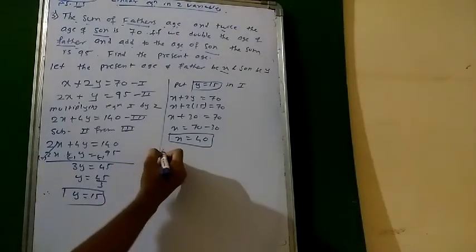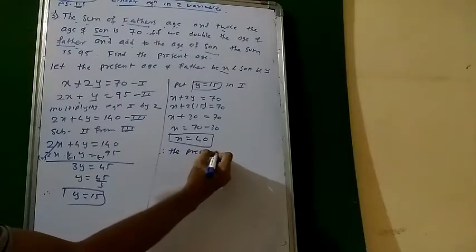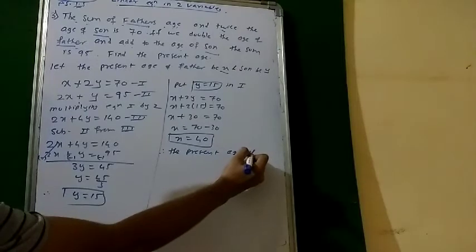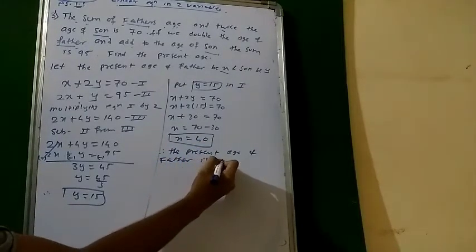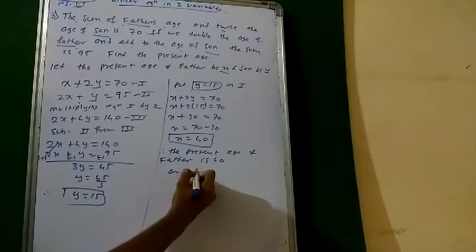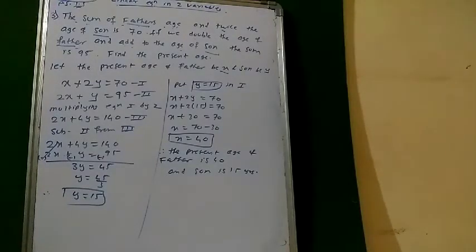Therefore, the present age of father is 40 and son is 15 years. Okay, write the final statement. Don't forget it.